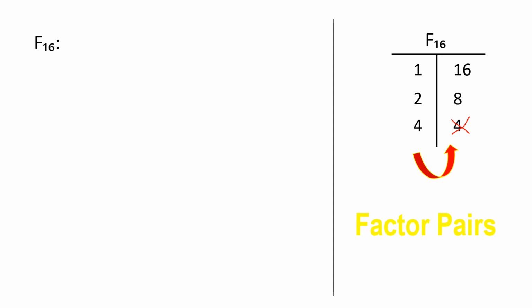And we now write them back out on the previous side. And the factors of 16 are 1, 2, 4, 8, and 16. And we can double check. 16 times 1 is 16. 2 times 8 is 16, and 4 times itself, as you can see here, is 16. But remember, we do not duplicate 4 over here at all.